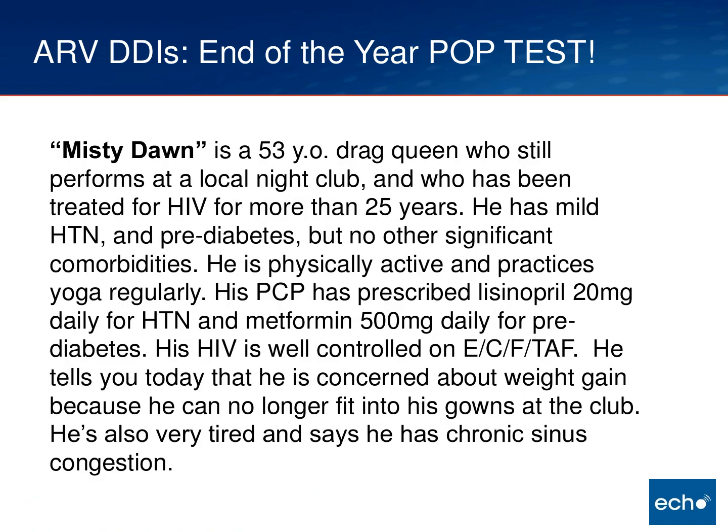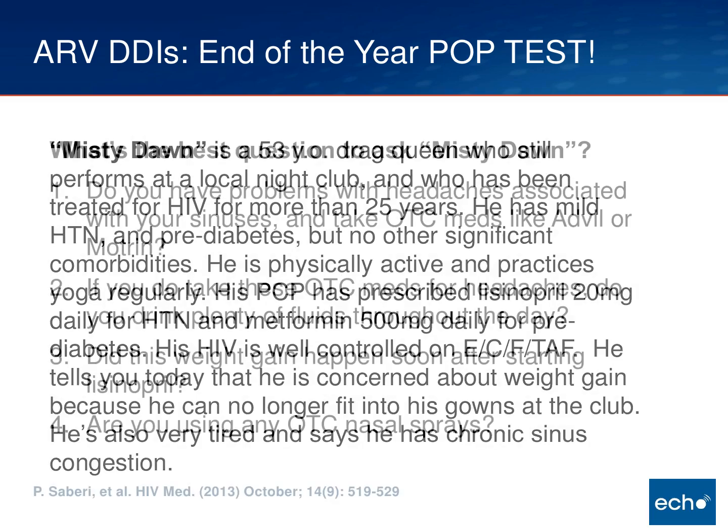All right, this is our last case. Misty Dawn. That's a drag queen name. She's a 53-year-old drag queen who still performs at a local nightclub. She's been treated for HIV for more than 25 years. Actually, it's a he, has mild hypertension, prediabetes, but no other significant comorbidities. He's physically active, practices yoga regularly. His PCP has prescribed lisinopril for his hypertension and metformin for his prediabetes. And his HIV is well controlled on ECF-TAF. And he tells you today that he's concerned about his weight gain because he can't fit into his gowns at the club anymore. And he's also very tired and says he has chronic sinus congestion.